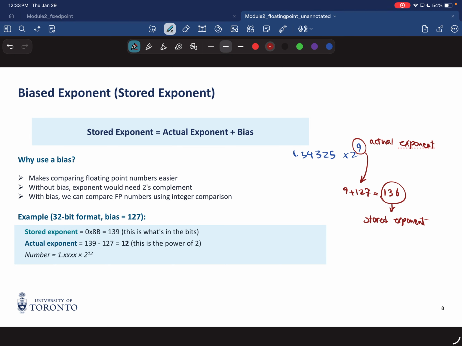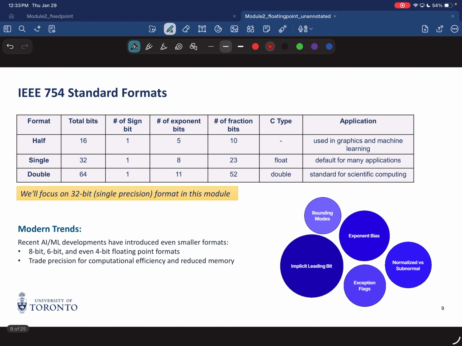So we normalize, then we calculate the stored component, then we put everything together. Just before we go through that, I want to say that the previous graph that you saw was for FP32, which is what we call single precision for floating point. We had 1 sign bit, 8 exponent bits, 23 fraction bits. And in C, we define it as float, simply float. And it's the default for many applications.